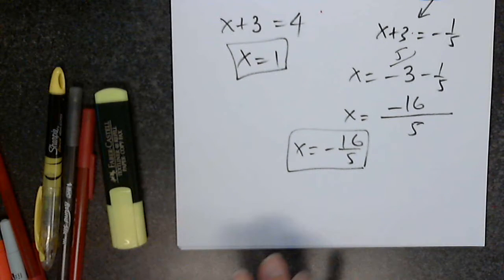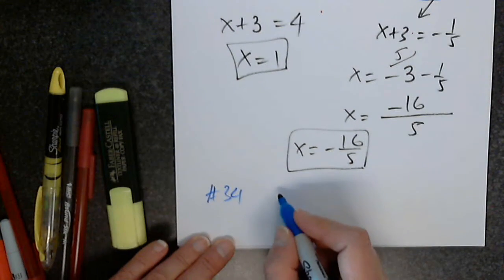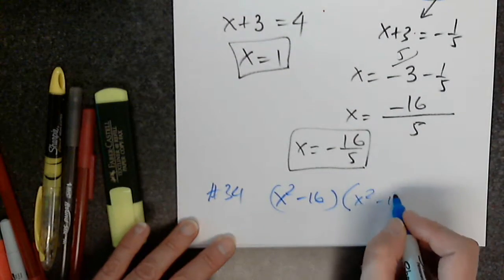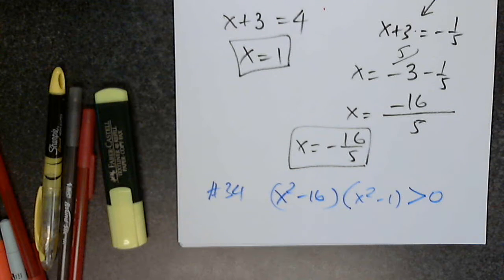Problem 34. And we have x squared minus 16 and x squared minus 1 greater than 0. We're asked to solve the inequality. This is no longer an equation.